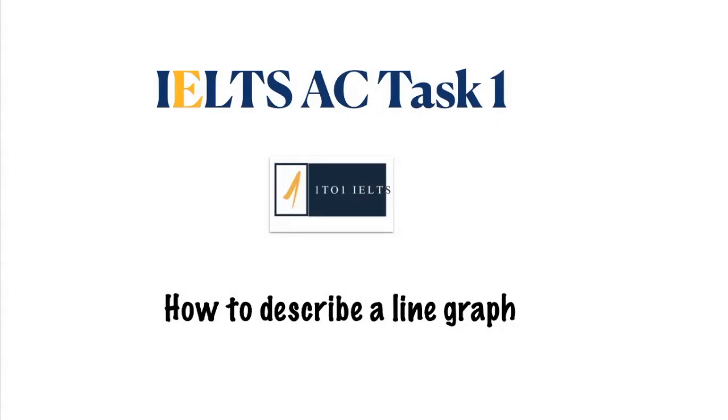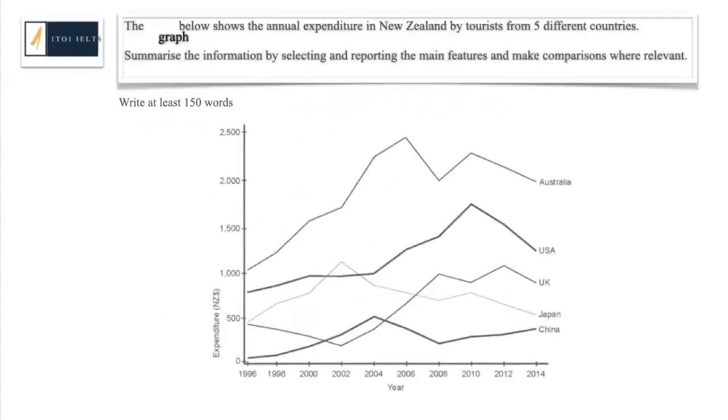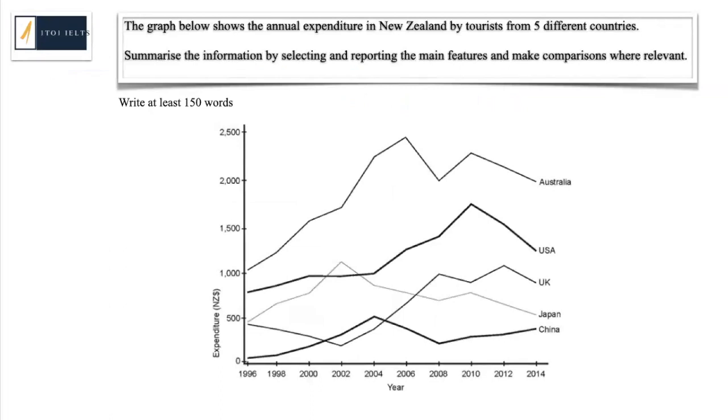Today we are going to look at how to write a Band 9 Academic Task 1 essay, and we are going to be focusing especially on how to write a line graph for this part of the exam. So this is the graph that we're going to be having a look at.